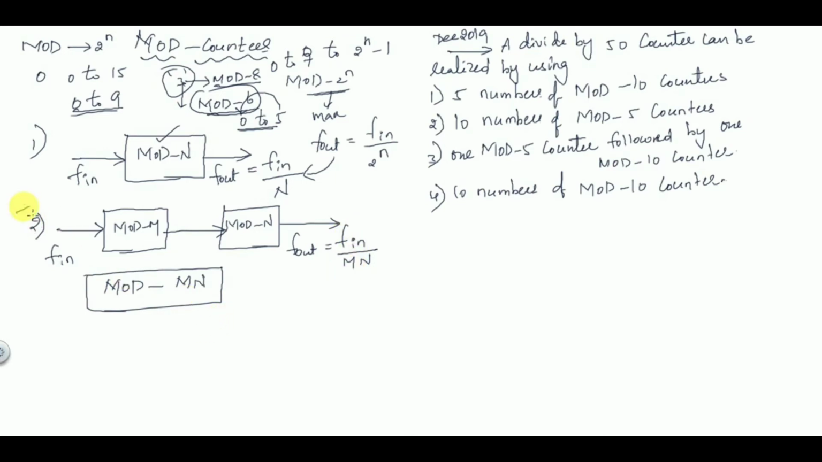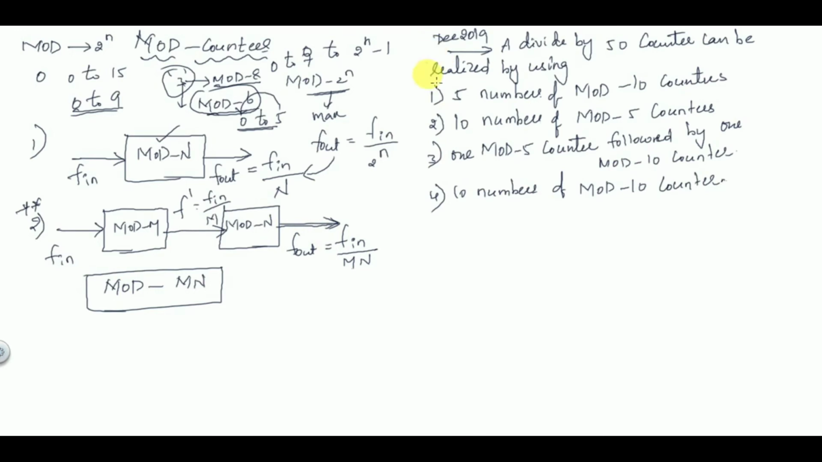This is a very important concept. Many times in many competitive exams this type of question is asked. The output in the first stage alone is f dash equal to fin by m, it is only m here. So at the output of the second stage it is fin by m into n.